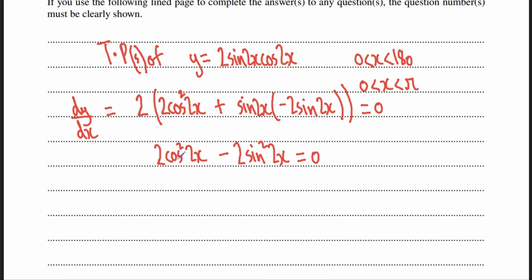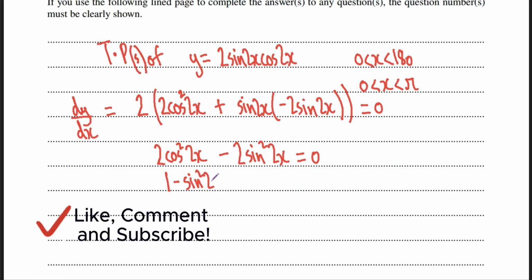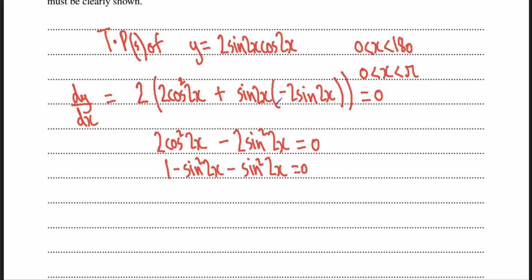Well, we can factorize the 2 again, so we have another extra 2. So you're left with, and cosine squared 2x is actually equal to 1 minus sine squared 2x, because sine squared plus cosine squared equals 1. So you're left with 1 minus sine squared 2x minus sine squared 2x is equal to 0. You can bring the sine squared 2x to the other side, so you're left with 1 is equal to 2 times sine squared 2x.